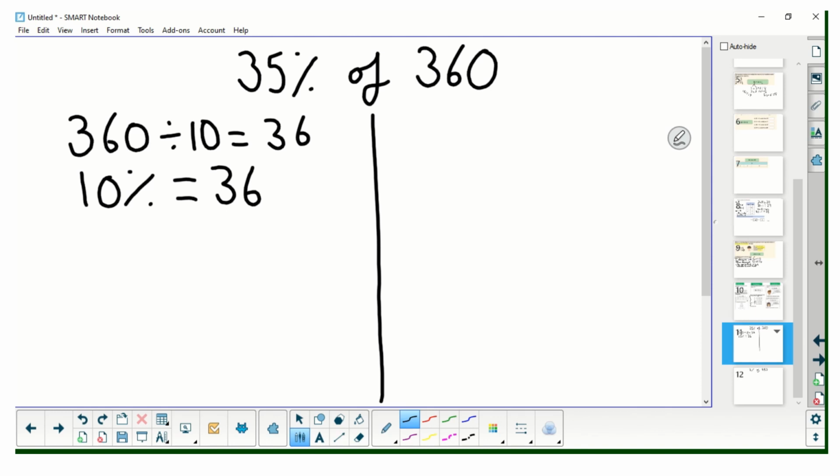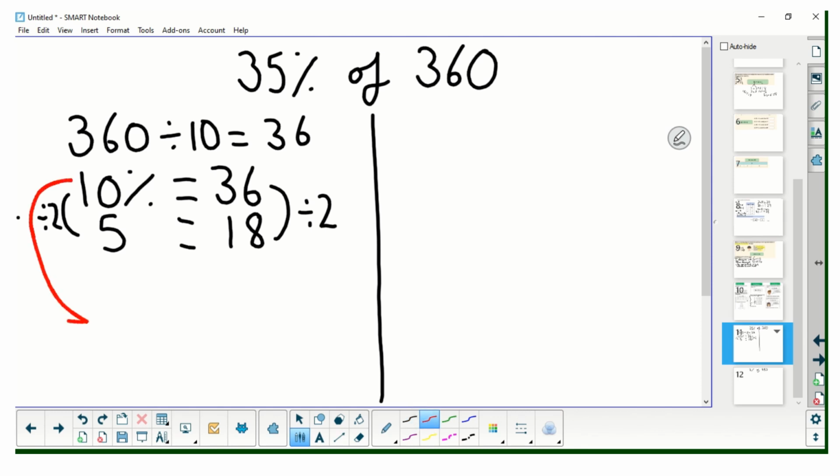Now, we know we could also find 5% because, if we have a look, 10 divided by 2 is 5. So we're going to just divide 36 by 2. Well, I know 36 divided by 2 is 18. Well, I can also find 30% because I know that 10 multiplied by 3 is 30. So I'm looking for 30%.